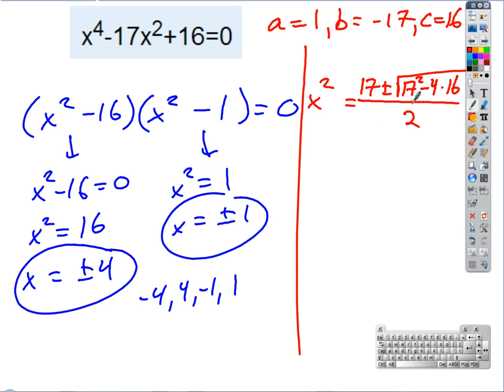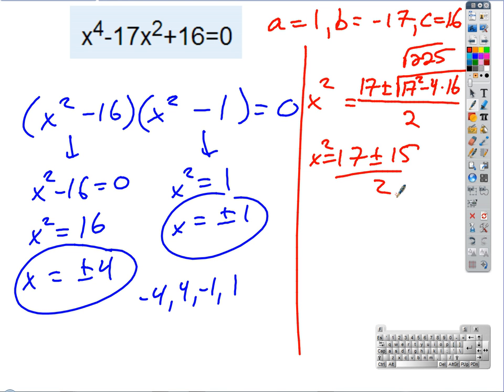I would get, all that's gonna become, what's that gonna become? 225 is gonna be 15. So I'm gonna get x squared equals 17 plus or minus the square root of 225. That's what that's gonna be. So then I just get 17 plus or minus 15 all over 2. And I'm gonna get those two answers.